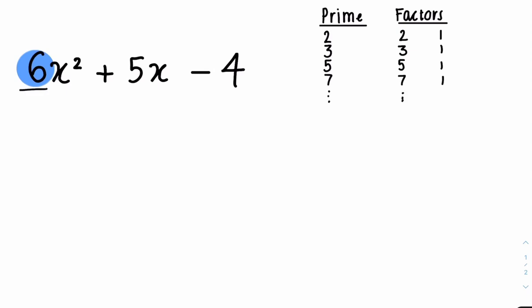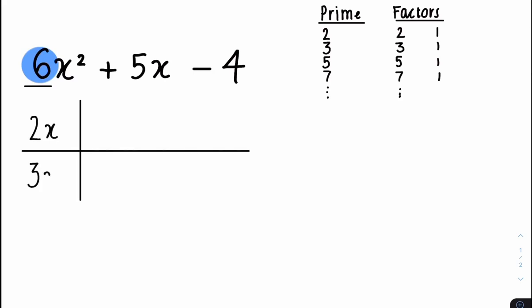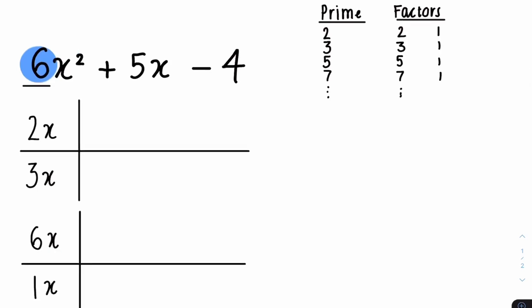where we have a 6. It just means that the left-hand side of your grid could either be 2x and 3x, or 6x and 1x. Now I'm writing out both grids for completeness. In practice, you would just pick one, and if the columns didn't work, then you would have to move to the next one.